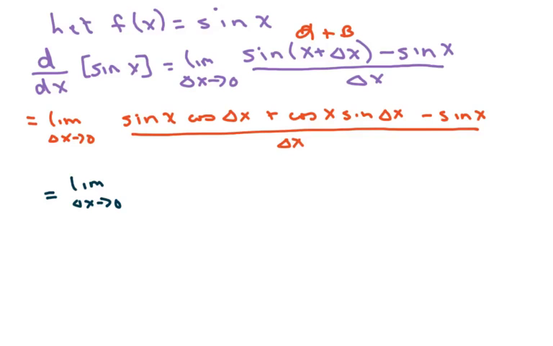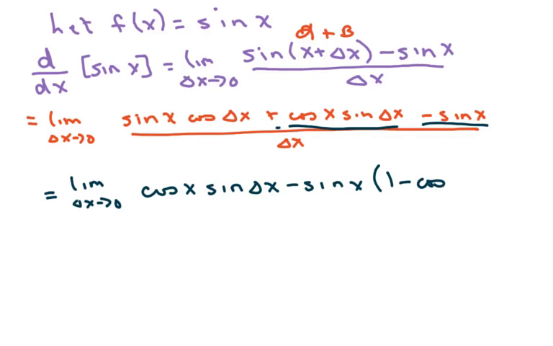So the first thing I'm going to do is just copy this guy down. So that's going to be cosine of x, sine of delta x, then him minus sine of x, and I'm going to factor out sine. So I'm going to get 1, and this is going to be minus cosine of delta x. Now, this is all over delta x.